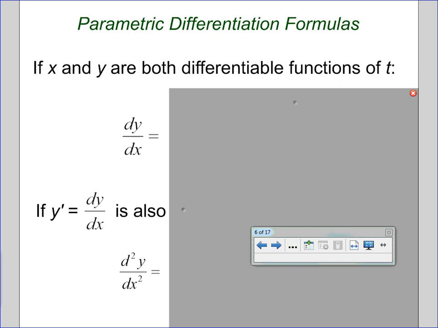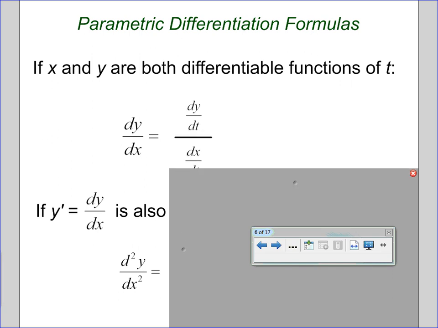and write as a quotient. And so on top, we'll simply have dy dt, that is the derivative of my y equals equation with respect to time, over, and on the bottom I'll have my dx dt, that's the derivative of my x equals equation with respect to time. This is one of those situations where the differential notation really works out nicely. Look at that. Dy over dx is equivalent to dy dt over dx dt. So this is one of those examples where the notation works out really nicely.